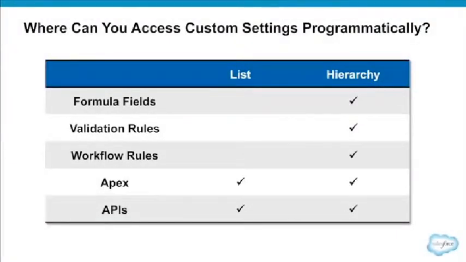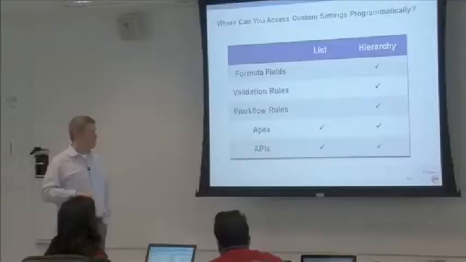Hierarchies can be used in formula fields, validation rules, and workflow rules. You'll see them as a global variable called $setup. And then in Apex, you can use both list and hierarchy. The reason you can only use these is that you have to specify what you're looking up, and we can only really do that in Apex. We can't really do that in a formula field.